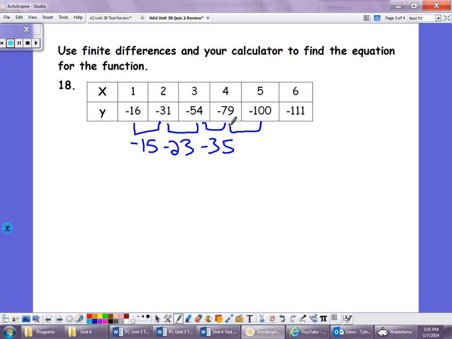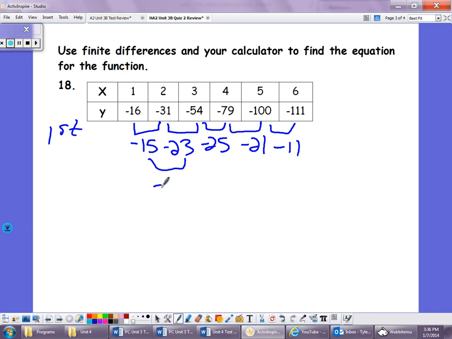I'm sorry, this is incorrect. Negative 79 minus negative 54 is negative 25. Negative 100 minus negative 79 is negative 21. And this would be negative 11. So this clearly did not work. So we have to go again.